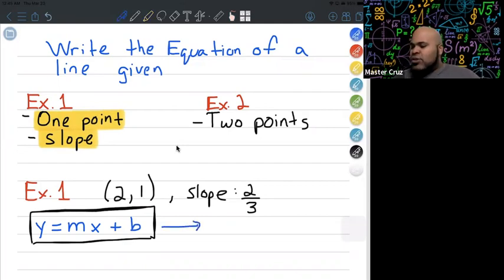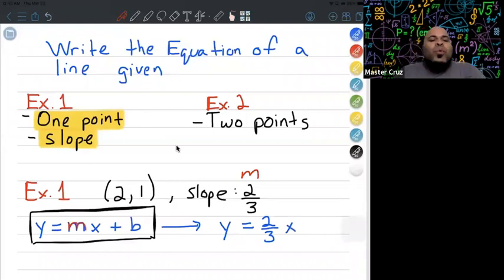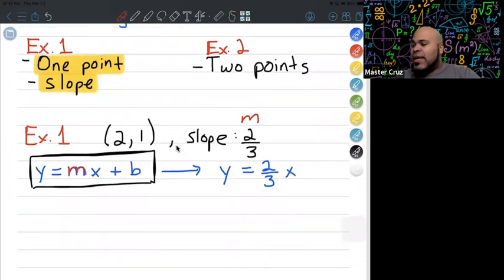The final answer is going to look like y equals 2/3 x, because remember that slope is m. So this is m right here, but we don't know the y-intercept. If we knew the y-intercept, we would just write plus b, and b is the y-intercept, but we don't know it. So we have to find out what the y-intercept is.